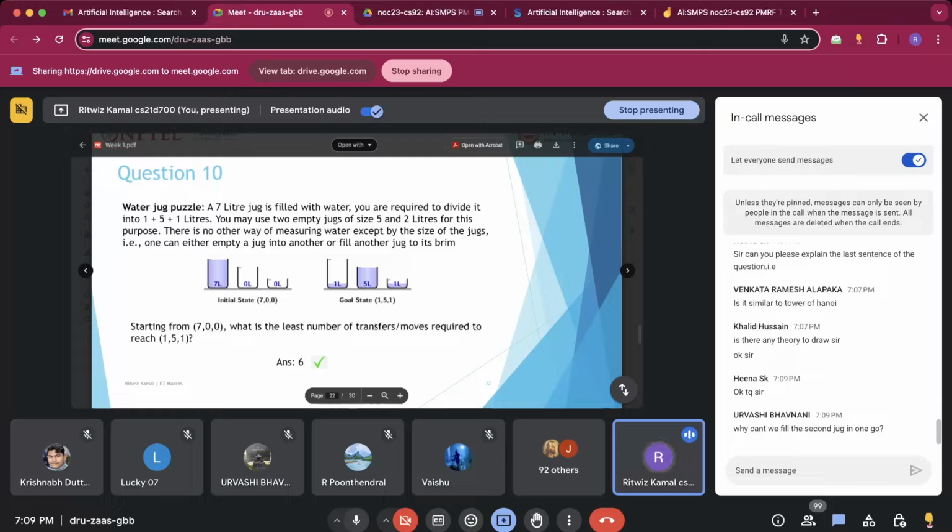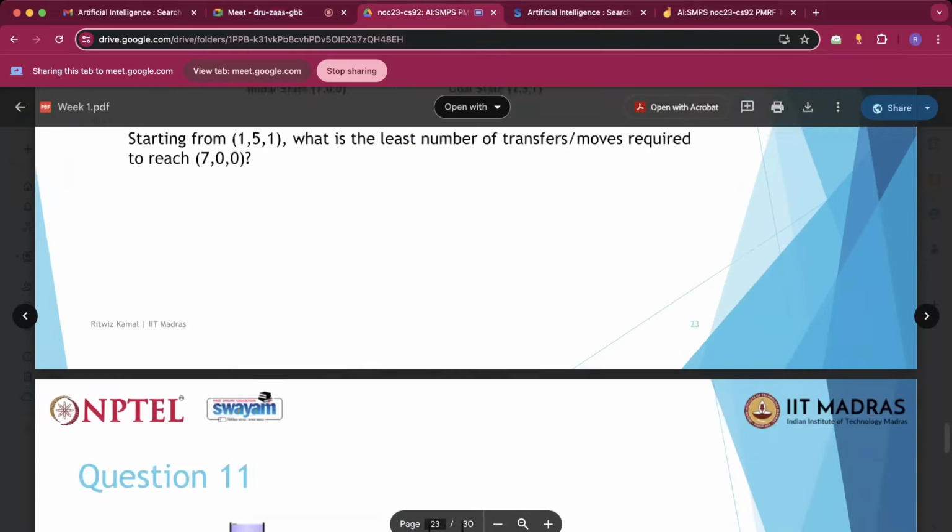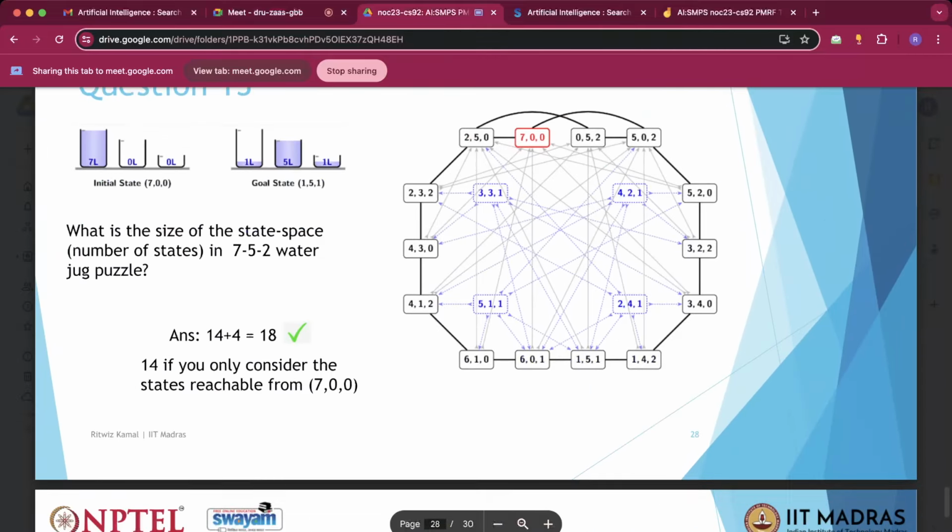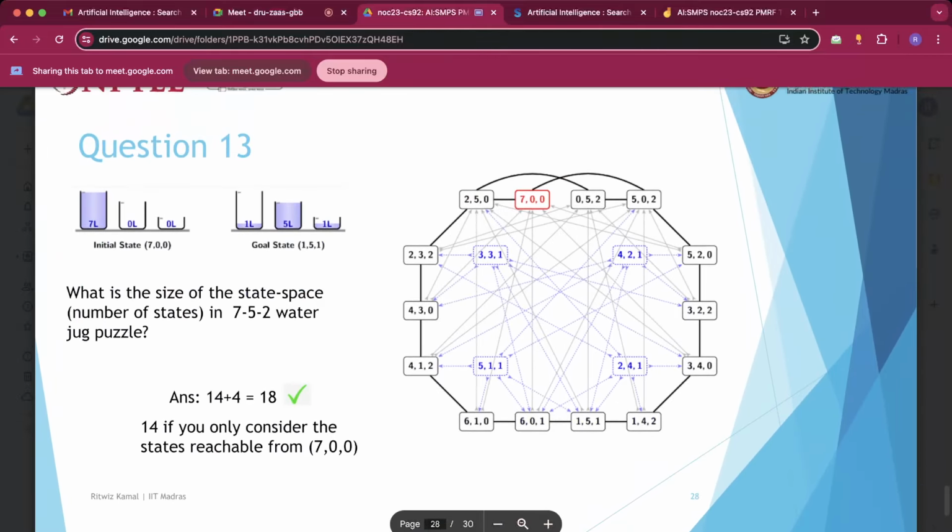Why can't we fill the second jug in one go? We can do it, but then we will have to take certain extra steps to reach the final goal state. Like I showed in the state space diagram, you could go from 700 to 250, which is what you are saying, right? Filling the middle jug completely to its brim. But then you will have to take some extra steps to reach 151.